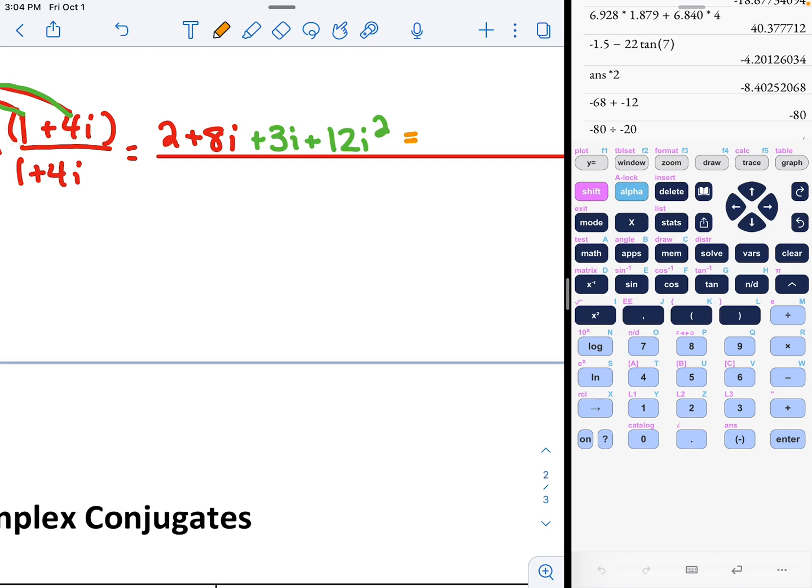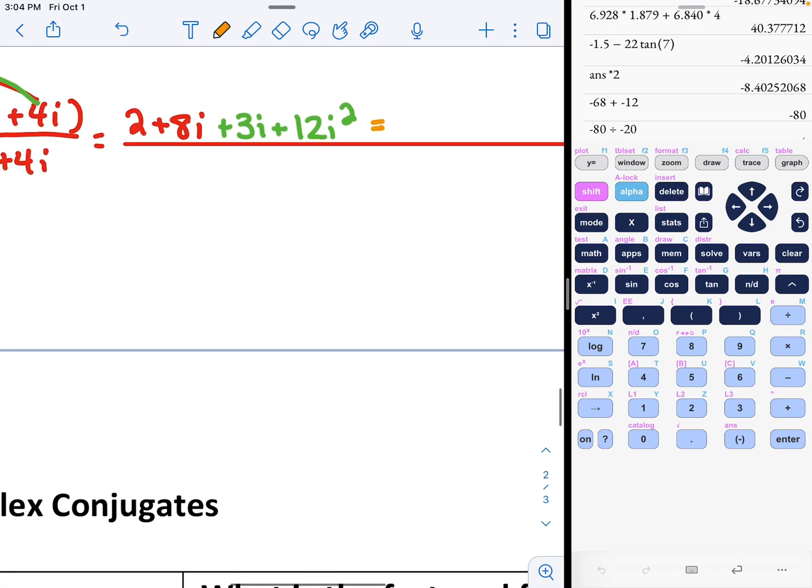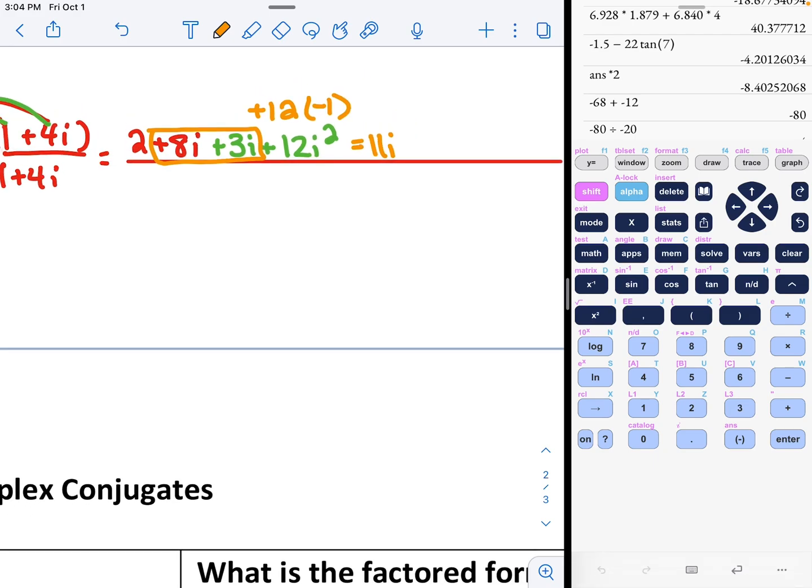All right, so let's see. I can definitely put my 8i and my 3i together. That makes 11i. I know this is really 12 times negative 1, which is really negative 12. So I can put my 2 with my negative 12 and get a negative 10. That red did not look good over that orange.